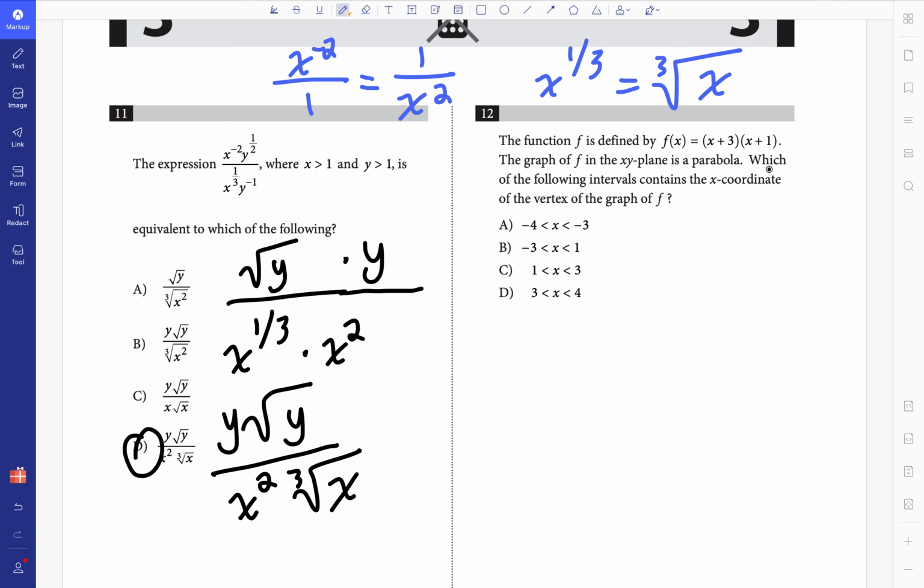Okay, the function f is defined by f of x equals x plus 3 times x plus 1. The graph of f is a parabola. Cool. Which of the following intervals contain the x-coordinate of the vertex of the graph of f? Okay. I read that one kind of fast, but okay.